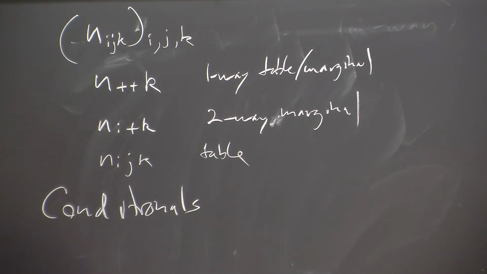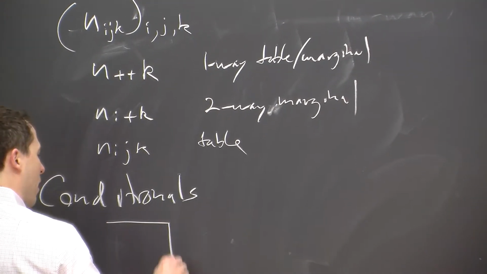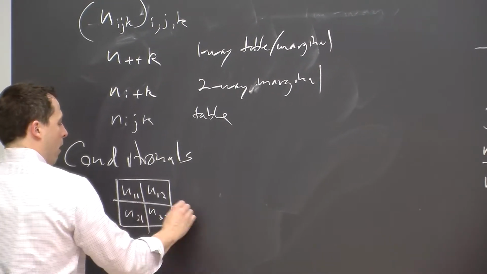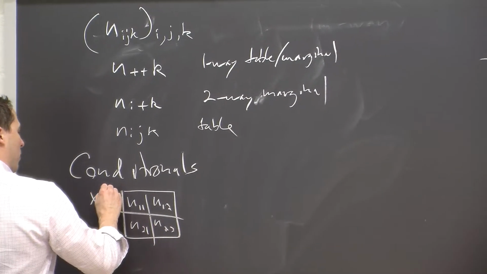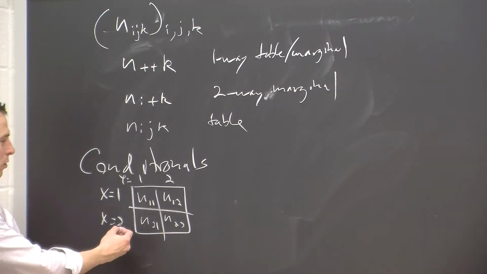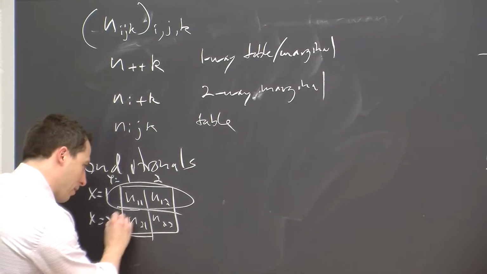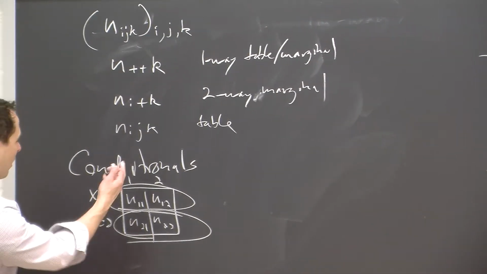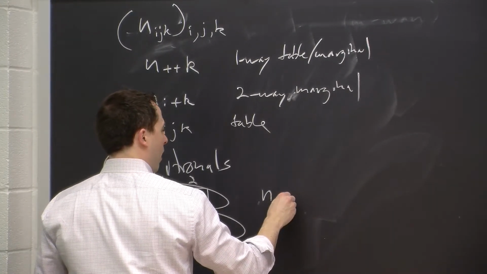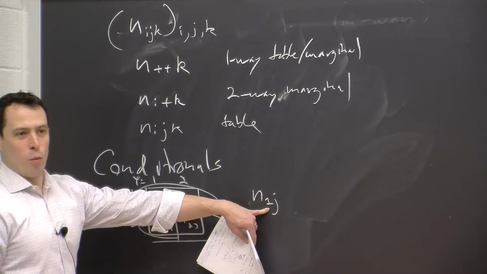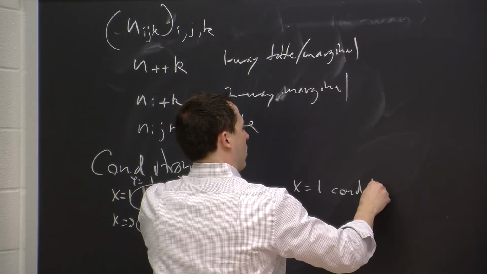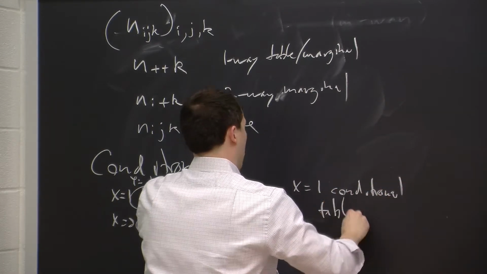So in a two-way table, the conditionals are just the rows and the columns, right? So if I have a table like this, n11, n12, n21, n22. So this is x equals 1, x equals 2, y equals 1 or 2. The x equals 1 conditional is just this. The x equals 2 conditional is that, right? Similarly, I could write that as n_1j. This says 1 I'm fixing, and I'm allowing j to vary.